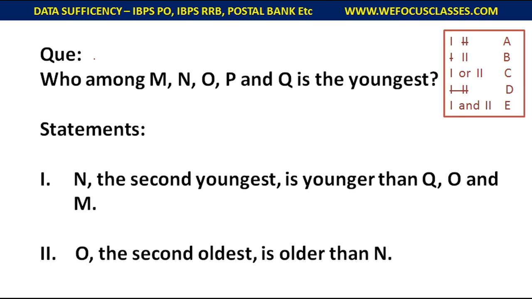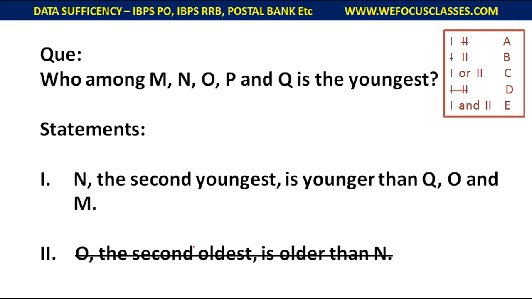The first question is given as: who among M, N, O, P and Q is the youngest? Five persons are there, M, N, O, P and Q. We are asked to find who is the youngest person, followed by two statements or hints. So we need to start the problem from the first statement. Friends, please remember, whenever you are solving the problem by using the first statement alone, please ignore the second statement. Don't look at it. Don't mix the statements. Just take the conditions of the first statement and try to solve the problem, friends. Go through the first statement.